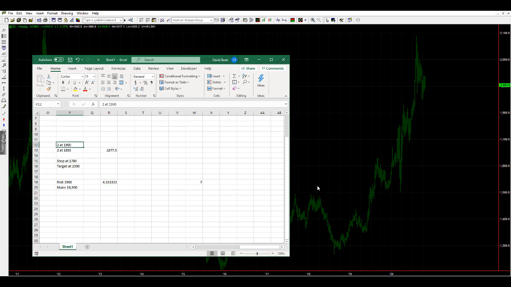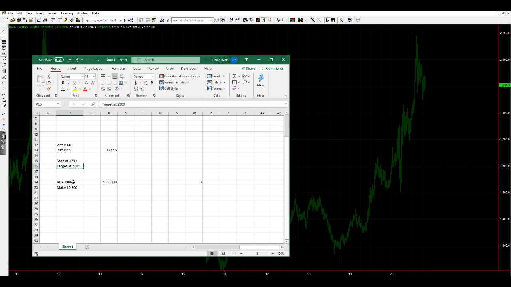Buy two contracts at 1900. This was yesterday. It's traded below 1900. Buy two more if it goes down to 1855. Your average entry price is 1877.50. Stop loss at 1780. Your target is at 2300 by Q1.